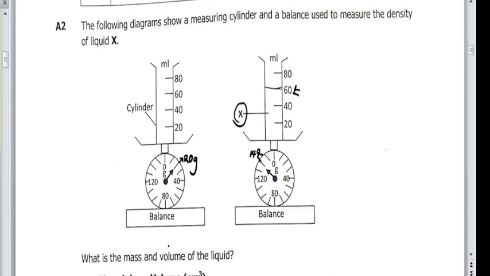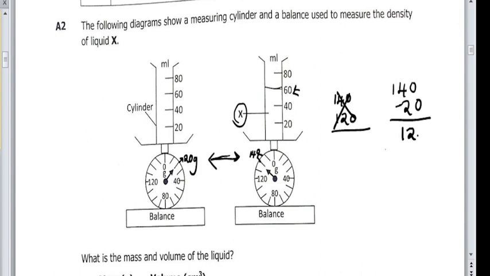So now, what will be the mass of the liquid? To find the mass of the liquid, we subtract these two masses: the mass of the cylinder subtracted from the total mass. So we're going to say 140 subtract 20. This is just 20 grams, not 120. So this should give us 120 grams. So this is the mass.